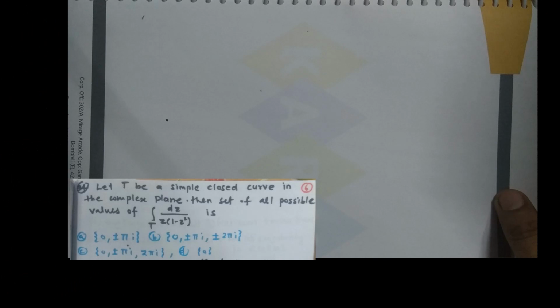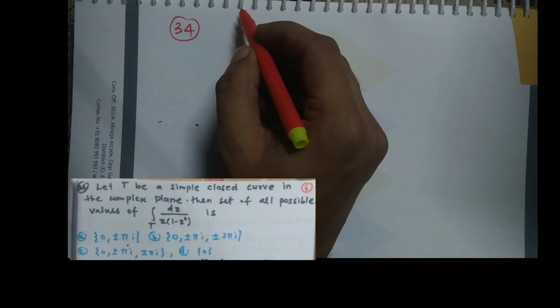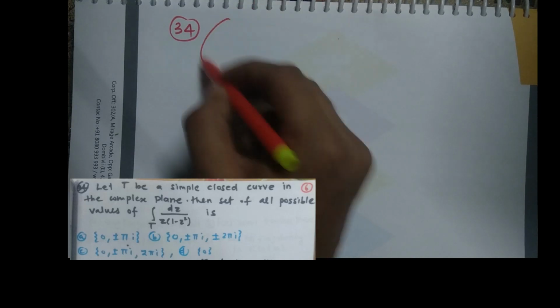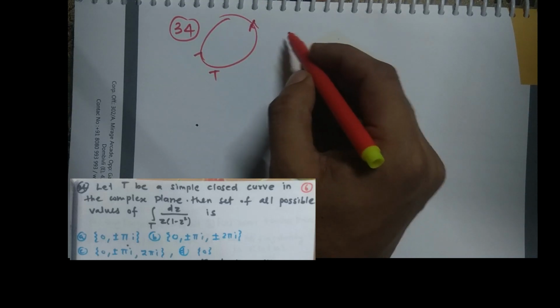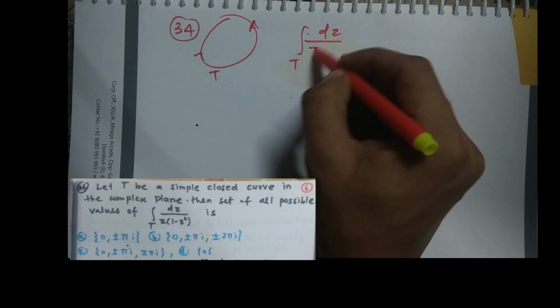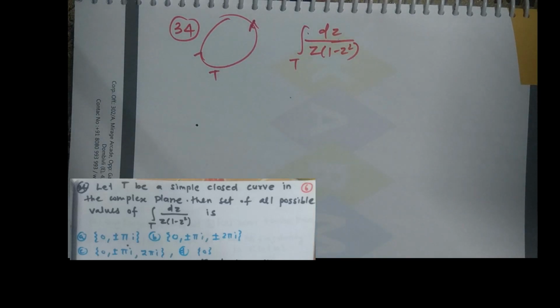Next, question number 34. So what they have given in question number 34, let me write. T is a simple closed curve in the complex plane. Okay, so T is nothing but a closed curve. So this is T, and they have given the integral over this curve of dz upon z(1 minus z square). Okay, and they are asking about the value of this integral.